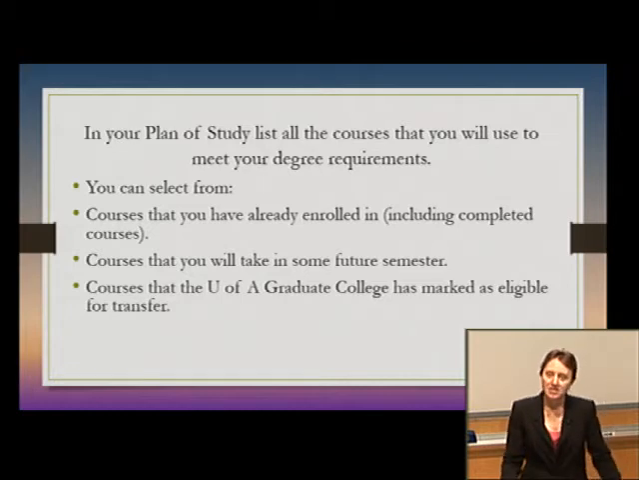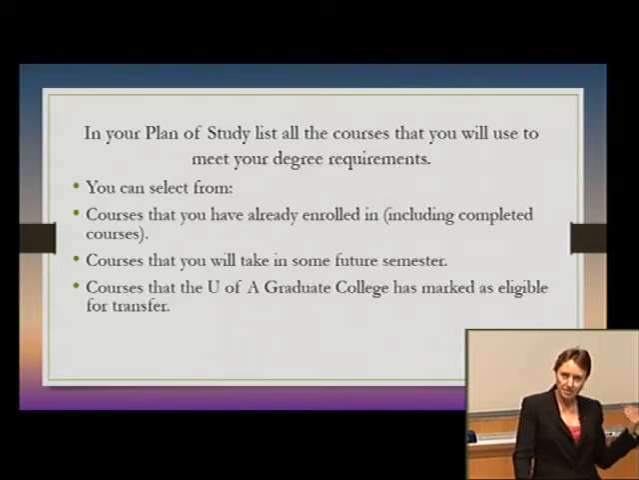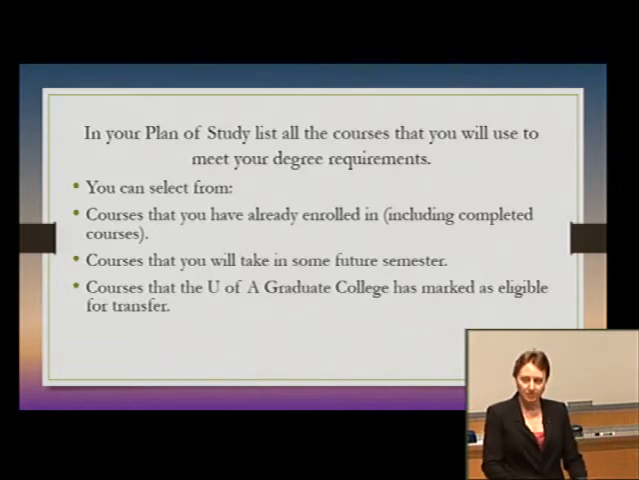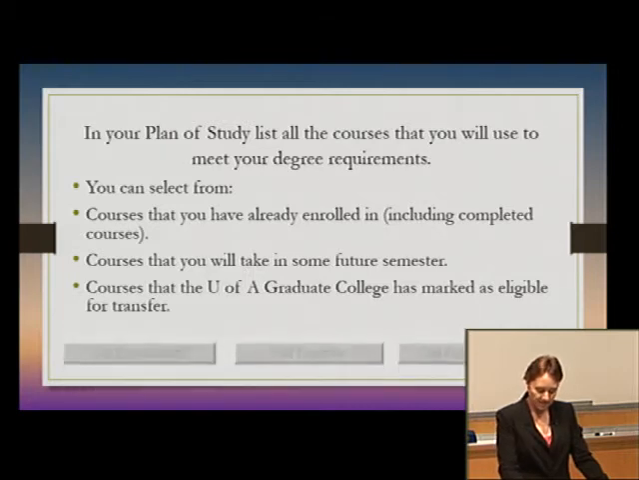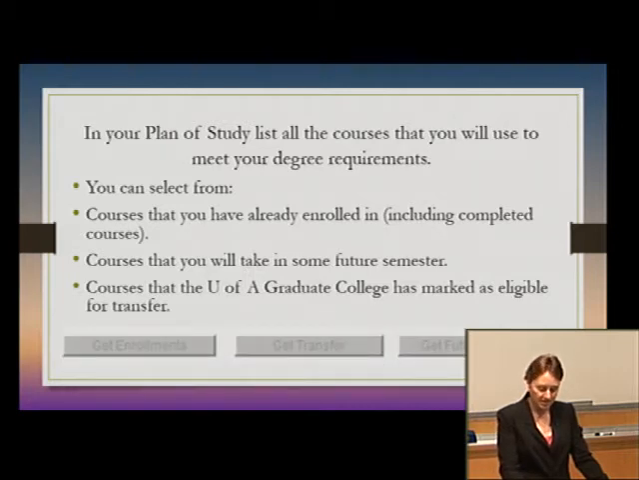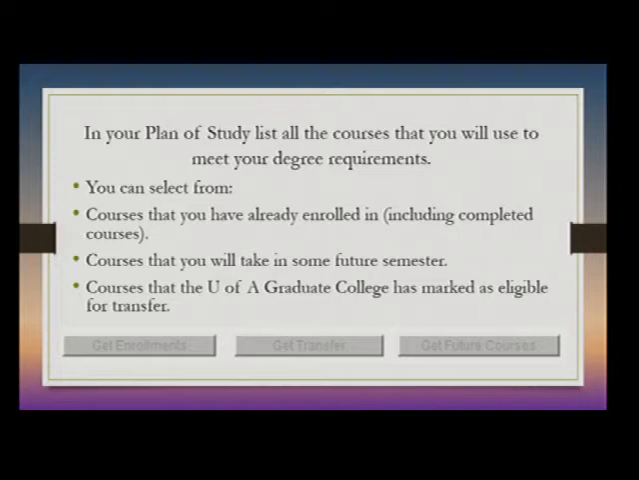The bulk of the plan of study will be your coursework. You need to list all the courses that you will use to meet your master's degree requirements. So you'll have the option of selecting from courses you've already enrolled in. Those could be courses you completed in the past or ones you're taking right now. Courses you will take in the future, and courses that the U of A Graduate College has marked as eligible for transfer. Here's what it will look like on your plan of study. You have the 3 options there.